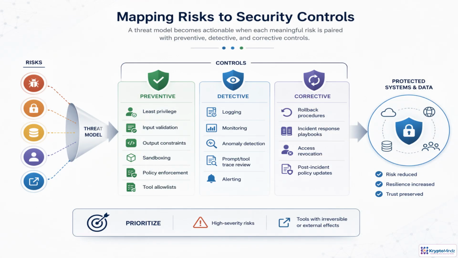A threat model is only useful when it drives decisions. For each meaningful risk, identify the asset exposed, the boundary involved, the likely impact, and the owner of the response. Then map controls in 3 layers. Preventive controls reduce the chance of failure: least privilege, validation, sandboxing, and allow lists. Detective controls reveal when something is going wrong: logs, monitoring, anomaly detection, and trace review. Corrective controls support recovery: rollback, revocation, playbooks, and policy updates. Prioritize severe risks, especially tools that can change external systems or cause irreversible effects.